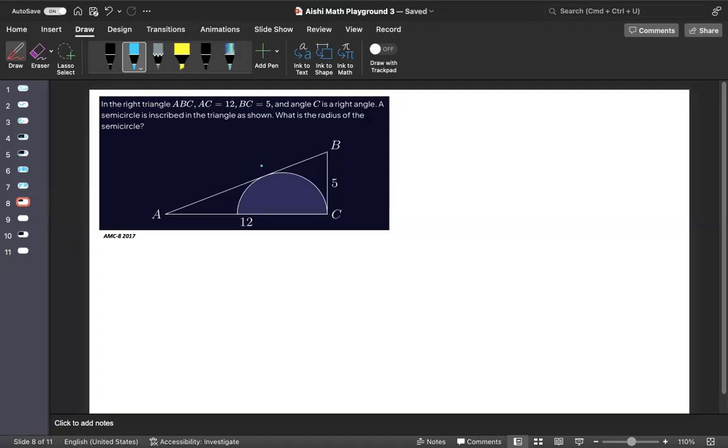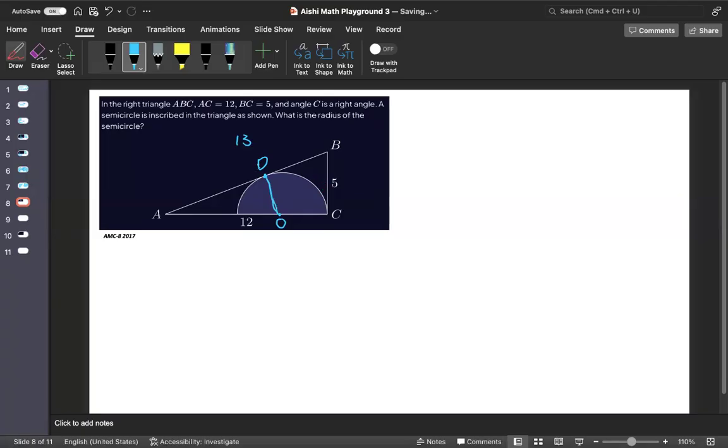So, by using the Pythagorean theorem, we can find out that AB is equal to 13. And we need to find the radius. So we can make the tangent point where AB touches the semicircle. We can call that point D, and the center of the circle O. So if we make a line OD, that would be the radius.